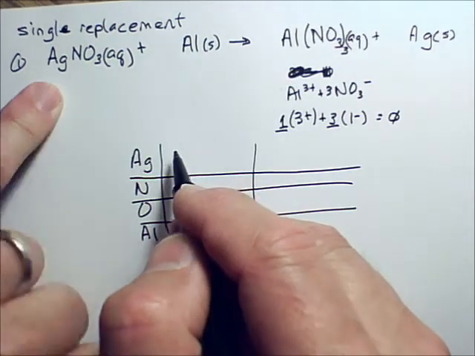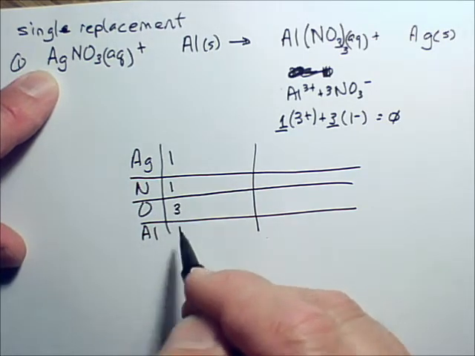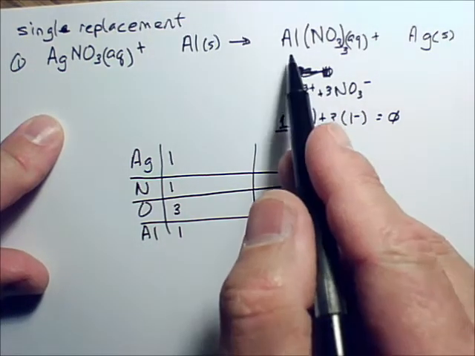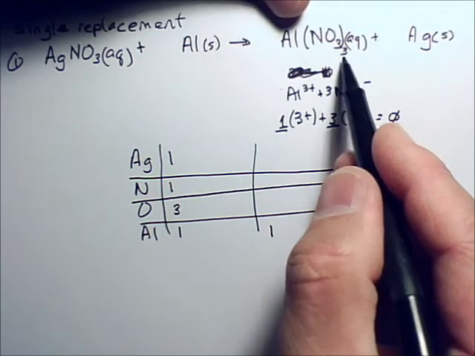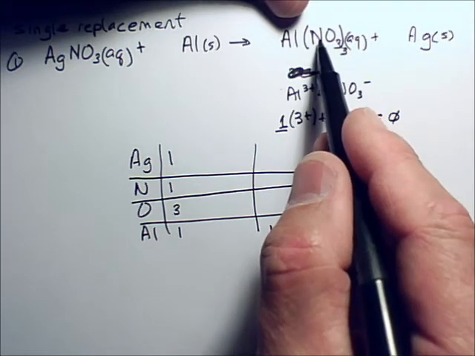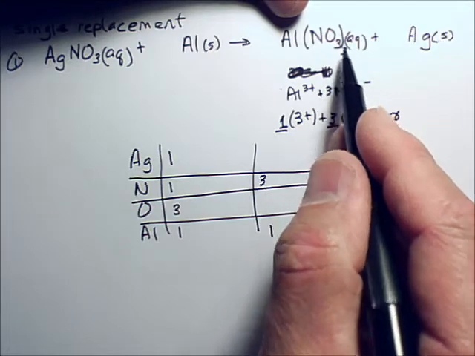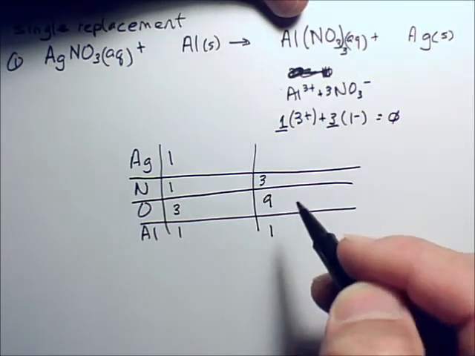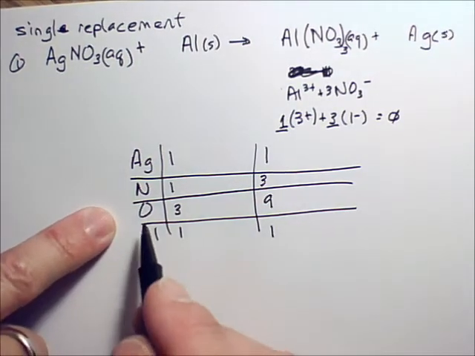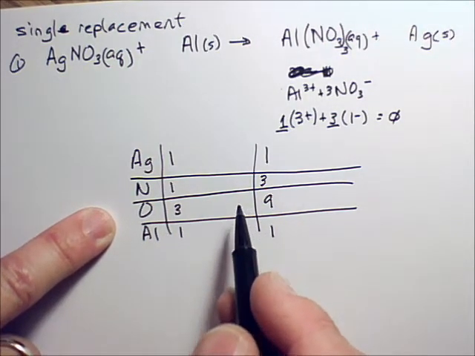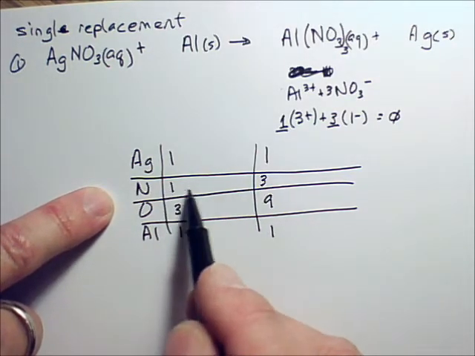So I see that I have 1 silver, 1 nitrogen, 3 oxygens, and 1 aluminum on the left. On the right, I have 1 aluminum. This 3 outside the parentheses means I have 3 nitrogens. And the 3 outside the parentheses means I have 3 times 3, or 9 oxygens. And I've got 1 silver. We always balance oxygen last. So the only thing to balance it, at least in the beginning here, is this nitrogen.